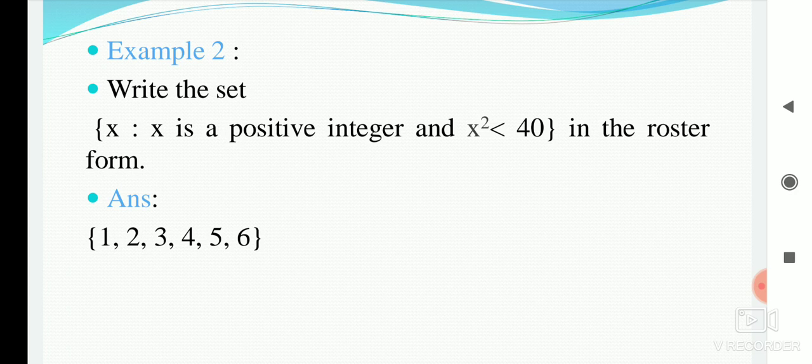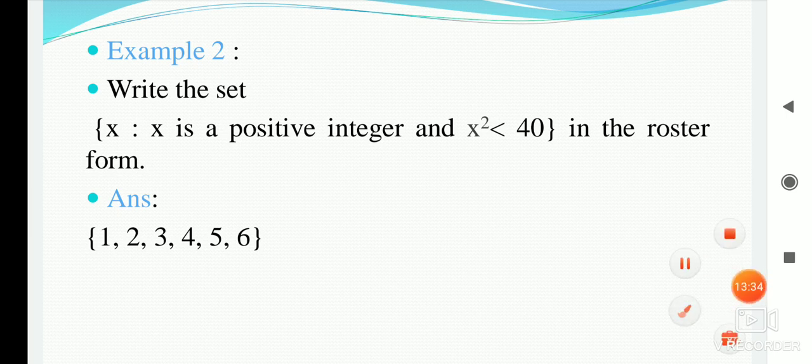So you have to write this in roster form. This is given in set builder form, and you have to write it in roster form. So first write the curly bracket, start the curly bracket. Now, positive integers whose square is less than 40. So try listing all those numbers: 1 2 3 4 5 6. Up to 6 the square of the number is less than 40. Square of 6 is 36. If you add 7, then the square of 7 is 49, which is greater than 40. So it violates the second condition.